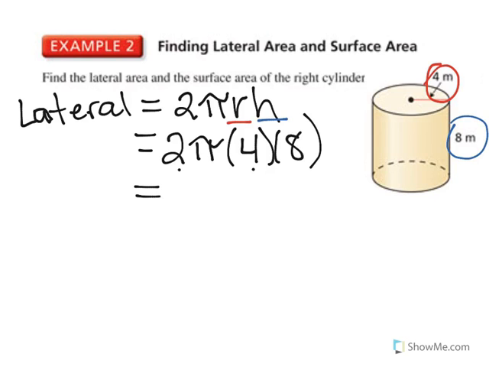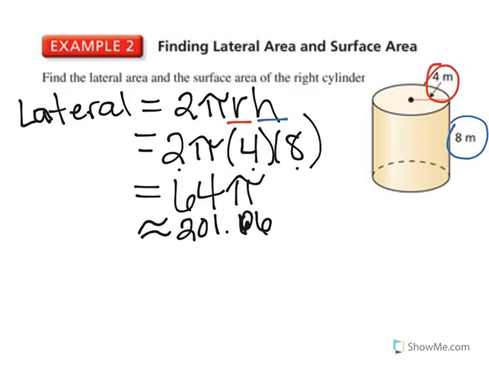2 times 4 times 8 is 64 pi, and then of course if you plug that into your calculator, it's 201.06, and the units on that is meters squared. Alright, so that's our lateral.